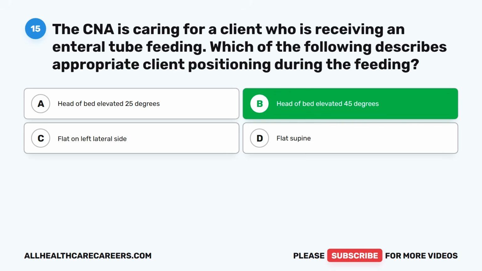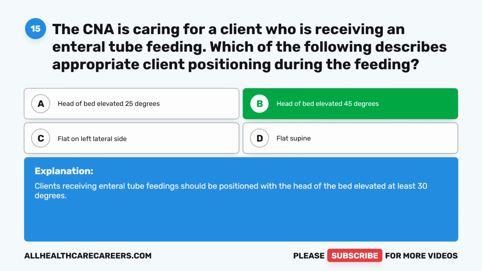Head of bed elevated 45 degrees. Clients receiving enteral tube feedings should be positioned with the head of the bed elevated at least 30 degrees.